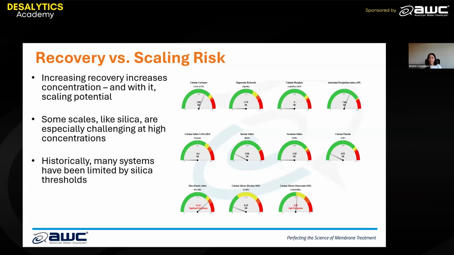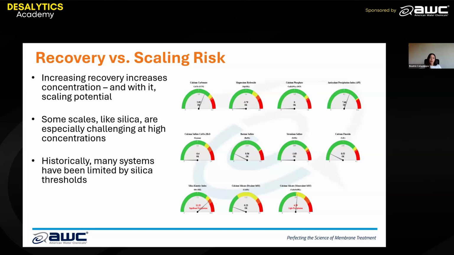For most common scales, that might not necessarily be a problem. There are plenty of anti-scalants out there that can handle, let's say, really high concentrations of calcium carbonate. But for something like silica, historically, it's been a limiting factor for recovery for a majority of systems. And usually these systems are capped at around 200 ppm silica. Sometimes you'll see them maybe trying to push to 300 ppm in the reject.